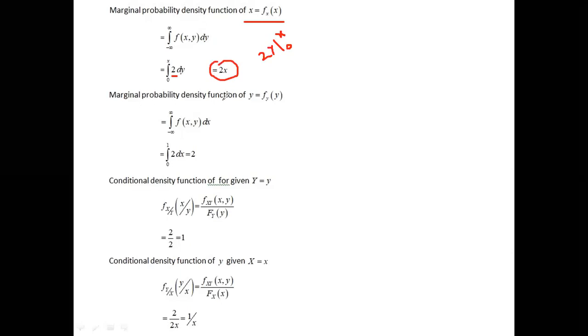Similarly, the marginal density function of y is f_Y(y). When we calculate the marginal density function with respect to y, we integrate with respect to x. We have f(x, y) equal to 2, a constant with no x term, so integrating we get 2x, and the x limits are 0 to 1. Substituting 0 and 1, we get 2 times (1 minus 0), which is 2. So the marginal probability density function of y is 2, and the marginal probability density function of x is 2x.